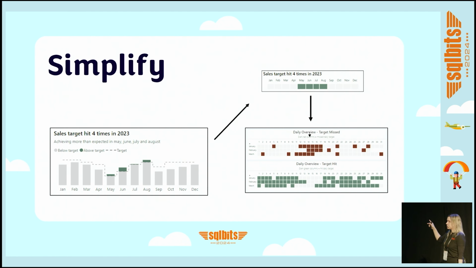This is a matrix visual, and I just used conditional formatting for the background and the font. So you can easily see, okay, these months we hit the target. And if you hover over it with your mouse, you can put all the information in the tooltip. Maybe they want to see the days they hit the target or did not hit the target. You can do the same. So this is the same information, but it's visualized in a different way to make it easier to understand.